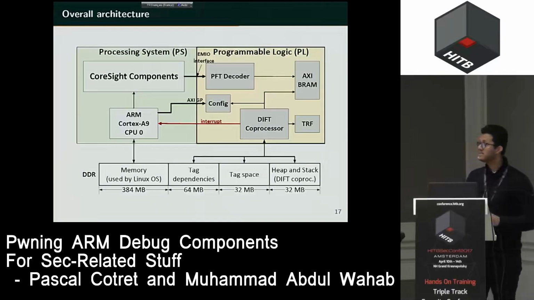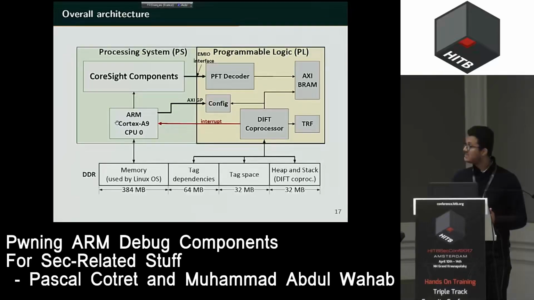So this is the architecture we developed. We are using single-core x86 CPU cores. We activate CoreSight components over here. When the trace comes out, we decode it and store it in a memory over here. And we have a coprocessor which reads these traces.